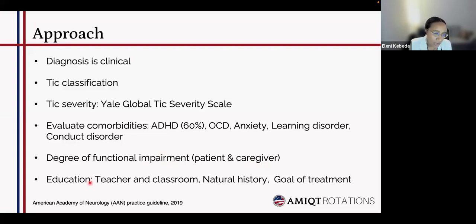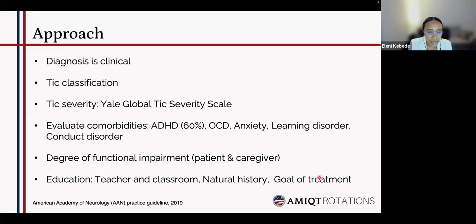Also, teacher in classroom is recommended, and telling them about the natural history of the disease, which is the average age of onset is around 6 years old, but it can be delayed until 21 years old. The peak of the symptom is around 10 to 12 years old, and then symptoms tend to decrease during adolescence and adulthood. There's a simple 1/3 rule where 1/3 of patients in adulthood completely resolve, 1/3 get improved, 1/3 continue with the same level of severity.